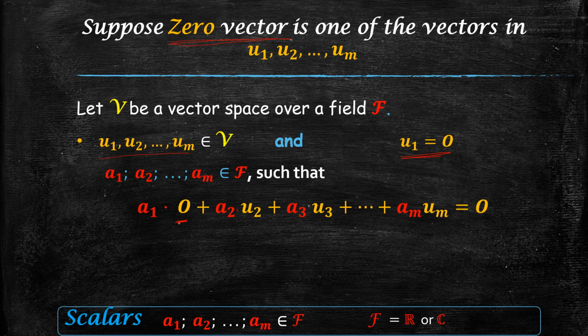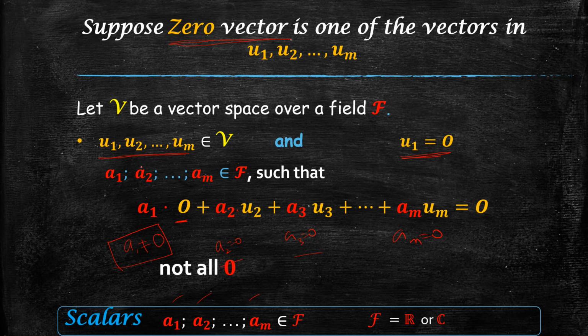Now u1 is the 0 vector, so I can choose a1 not equal to 0. For the other vectors u2, u3, ..., um that are non-zero vectors, I will take a2 equals 0, a3 equals 0 and am equals 0. Here not all the coefficients a1, a2, a3, ..., am are 0. At least one coefficient, a1, is non-zero. Others are 0, but not all are 0. So I can say here that this set of vectors u1, u2, ..., um will be linearly dependent.